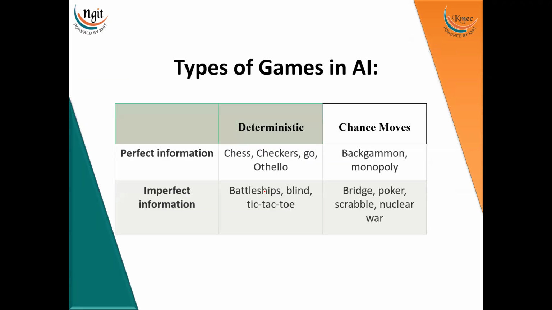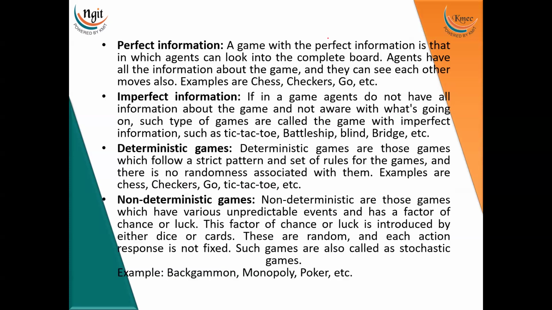There are different types of games, mainly deterministic games and chance moves. In that, there is perfect information and imperfect information. So when we see deterministic and if it is perfect, we can take examples such as chess, checkers, go. And if it is chance moves games, then backgammon and monopoly come under chance moves with perfect information. And coming to imperfect information, battleships, blind tic-tac-toe come under deterministic. And bridge, poker, Scrabble, nuclear war, these all come under the chance moves. These are some of the types of games in AI.